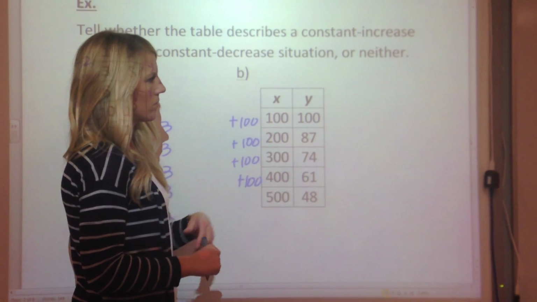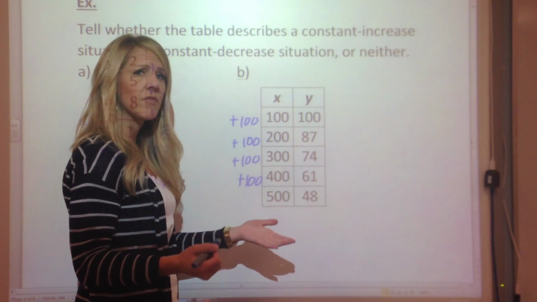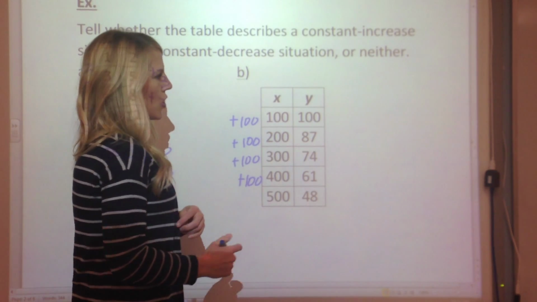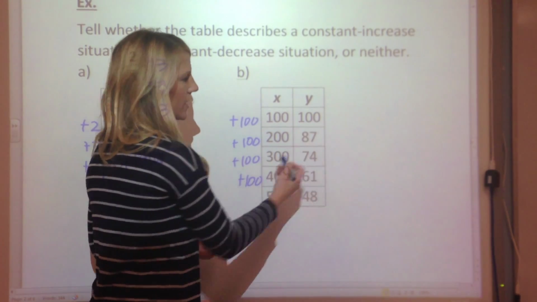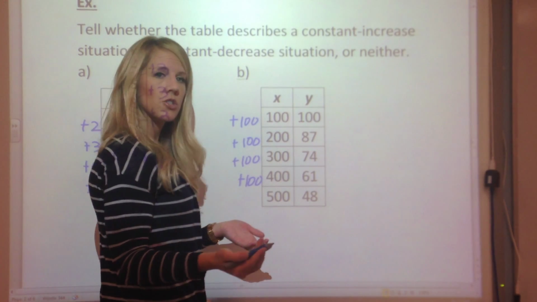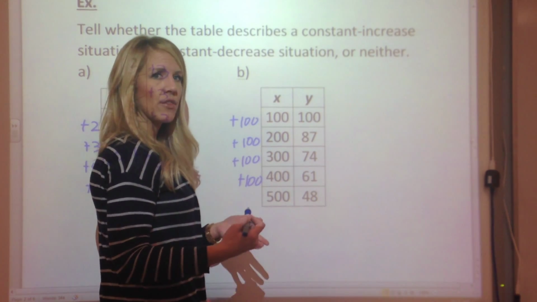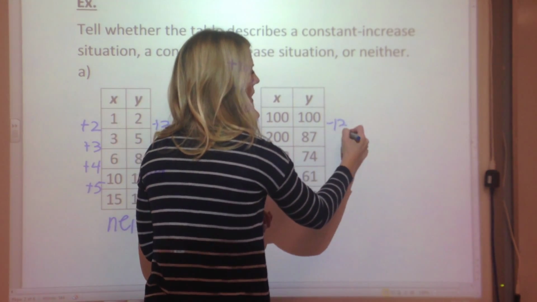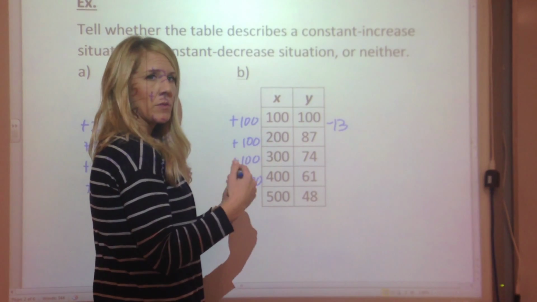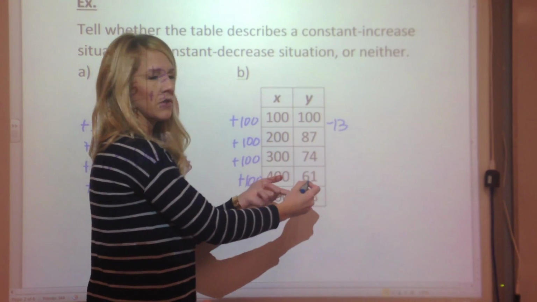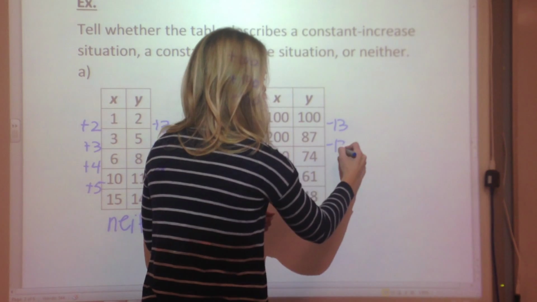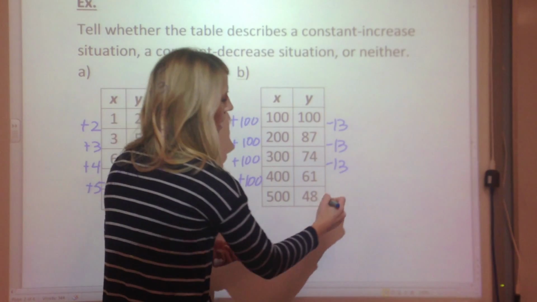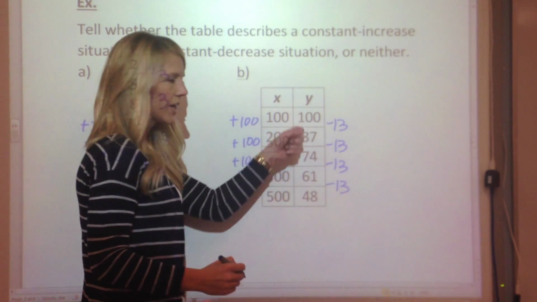My y's then, they're going down, they're getting smaller. So let's see if it's a constant decrease. Does it decrease by the same amount every single time? What am I decreasing by to go from 100 to 87? Well, I can pick up a calculator if I'm not sure. 100 minus 87, and we get 13. Again, it's going down. We're subtracting 13 from 100 to get 87. Let's see if that remains. Can I take 87 minus 13 and get 74? Yes. 74 to 61, subtract 13 again. 61 to 48. But again, you're checking every single value.